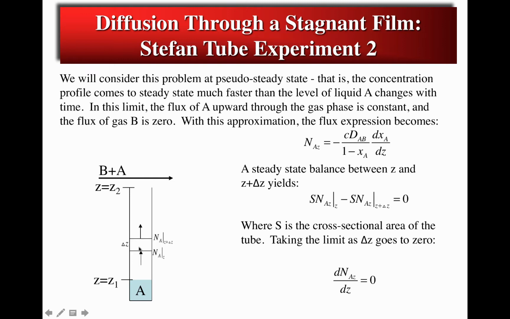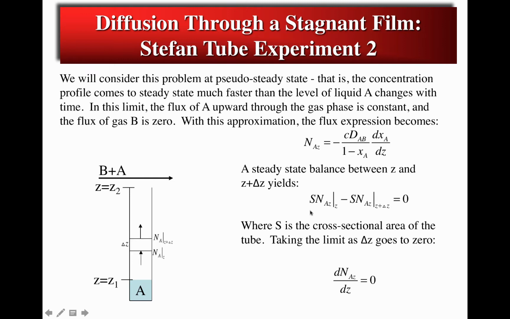And now we take the limit as delta Z goes to 0, and we get a classic result in mass transfer, that is that dNAz/dz is equal to 0. That is, in one-dimensional binary diffusion, if the system is at steady state or pseudo-steady state, that is, the flux isn't changing with time, then the flux also doesn't change with position z. dNAz/dz equals 0 means that the flux NA in the z direction is constant all along the gas phase region of this tube, and that result is absolutely independent of this problem. It's a very general result.